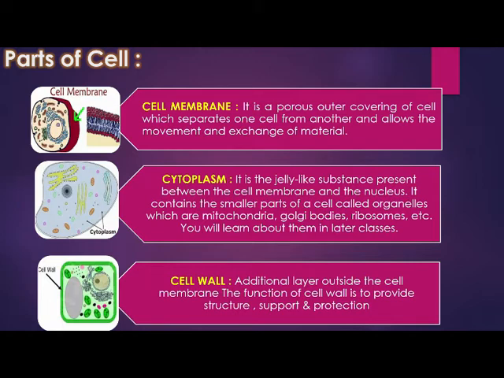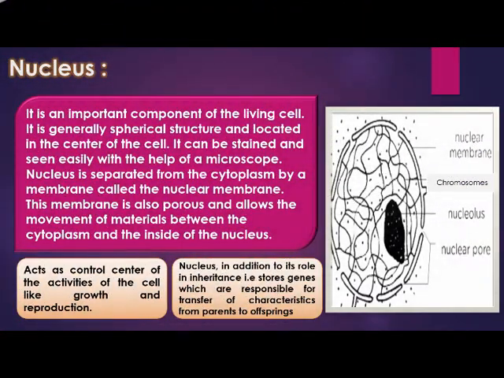The third part of the cell is the cell wall, the additional layer outside the cell membrane. The function of the cell wall is to provide structure, support and protection. The last and most important part of a cell is the nucleus. The nucleus is an important component of a living cell. It is generally a spherical structure located in the center of the cell. It can be stained and seen easily with the help of a microscope. Without the help of a microscope, it is not easily seen.